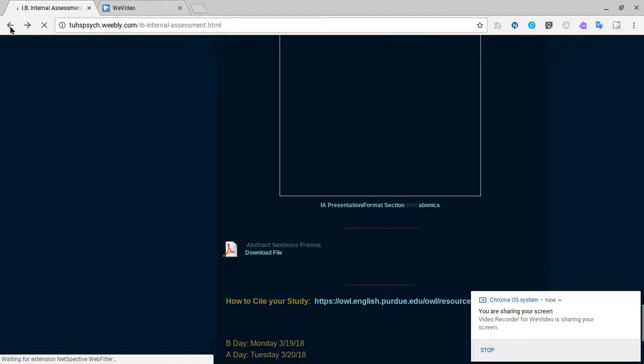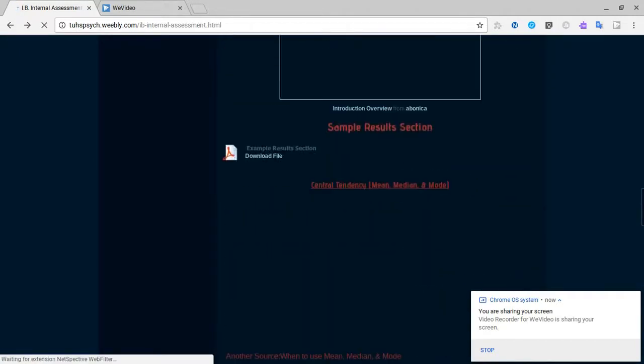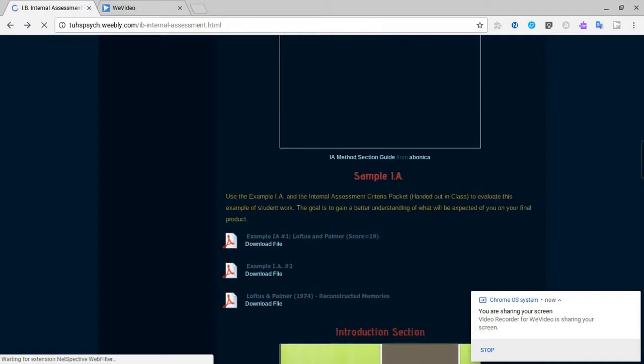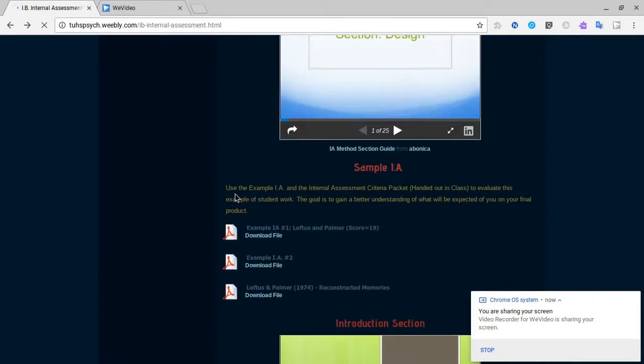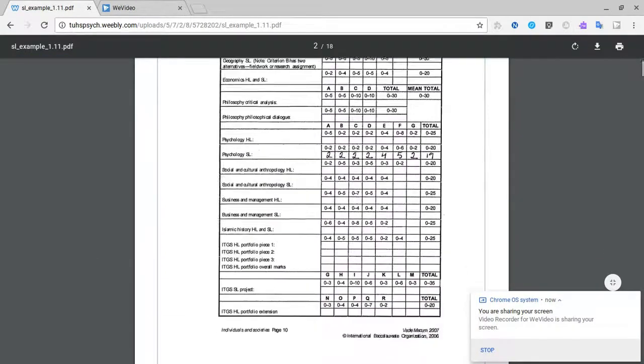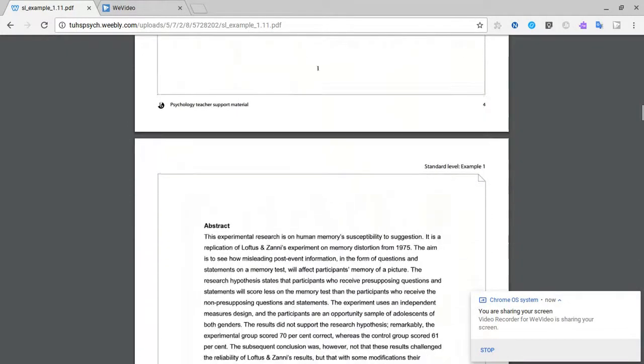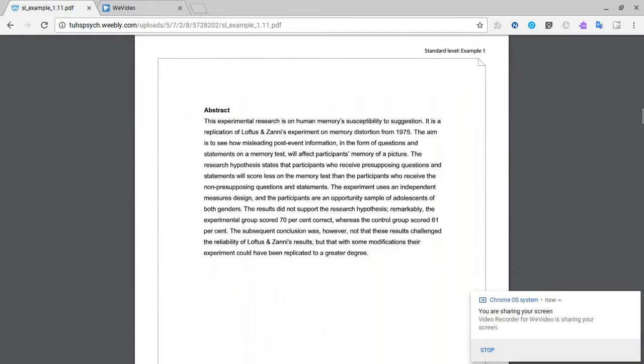To see an abstract in action, I encourage you to go up to the samples. Sample IAs. I thought sample IA number 2 actually had a stronger abstract. As we look at this, going down here, you can see where it's put. Again, it's in the very front of the page. The experimental research is on human memory susceptibility to suggestion. It is a replication of the Loftus and Zanni's experiment on memory distortion from 1975.